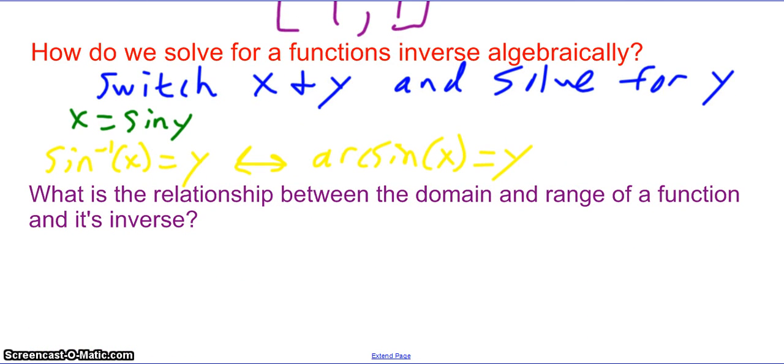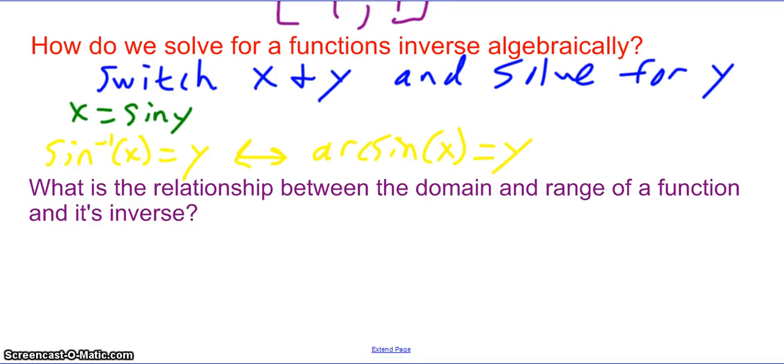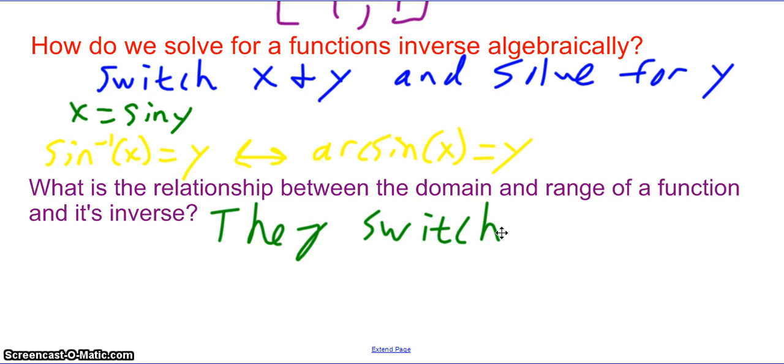Alright, next thing we want to remember, what is the relationship between the domain and range of a function and its inverse? And so this is incredibly important and it helps us graph inverses. They switch. So remember, the domain of the function is the range of the inverse, and the range of the function is the domain of the inverse. So we'll see that when we look at the graphs here in a minute, but first let's look at cosine and tangent.